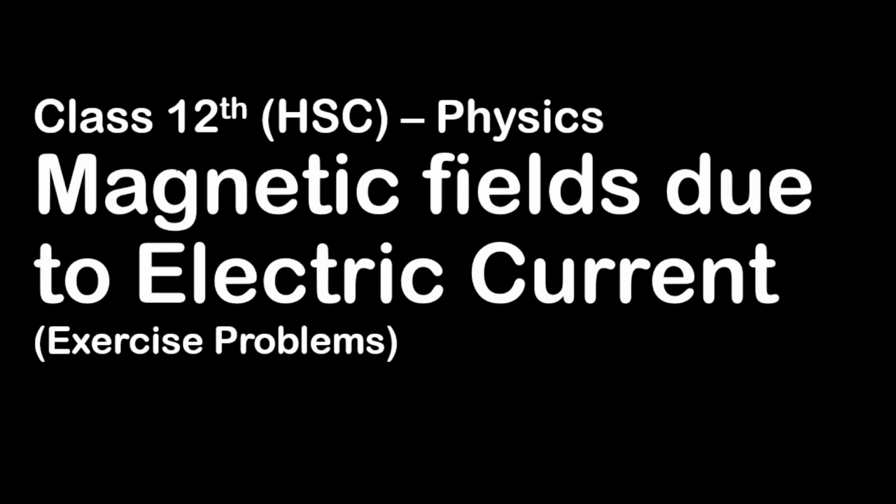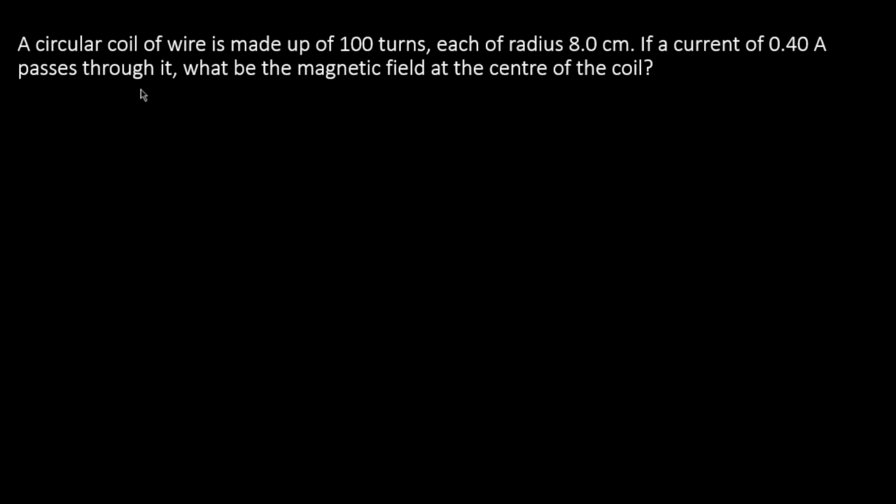So in this video we'll solve the remaining sums of magnetic fields due to electric current. So let's look at the first sum. A circular coil of wire is made up of 100 turns, each of radius 8 centimeter. If a current of 0.4 ampere passes through it, what will be the magnetic field at the center of the coil? So solution.